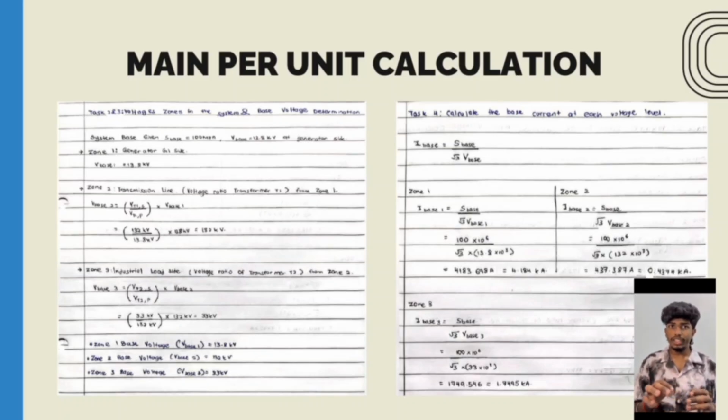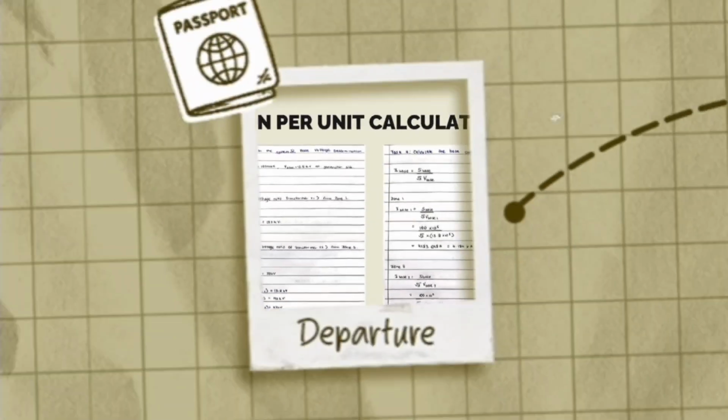Utilizing these base voltages alongside our common system power base of 100 MVA, we apply the standard three-phase electrical formula, I base equals S base over root 3 times V base, to solve for the base currents. First is 4.1837 kA for zone 1, the second is 0.4374 kA for zone 2, and the last is 1.7495 kA for zone 3.